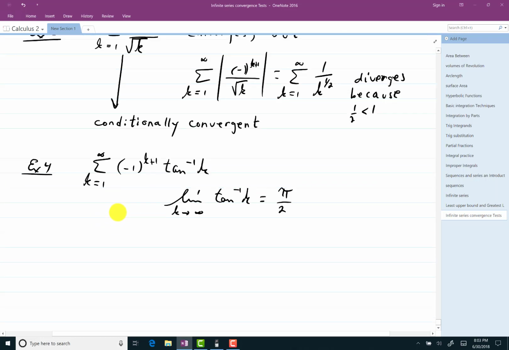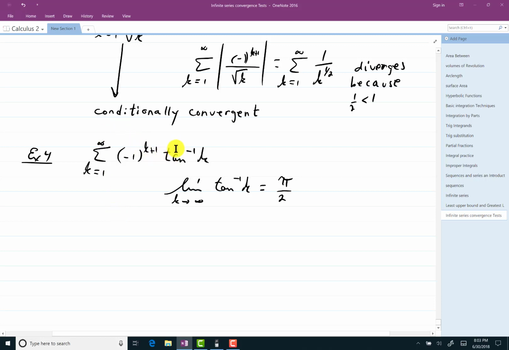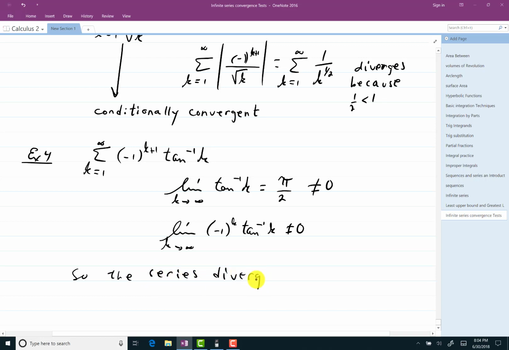So what that means is that these terms are getting close to plus or minus pi over 2 because they're alternating terms. Well, that's not equal to 0. So we don't even have that this thing is going to 0, so the series diverges. And we can move on to the next problem.